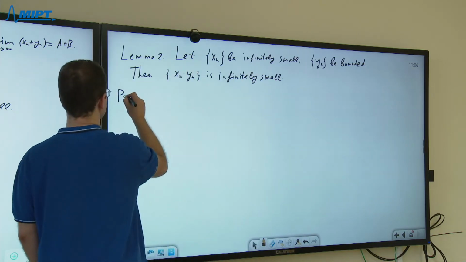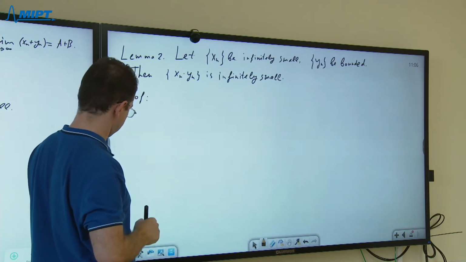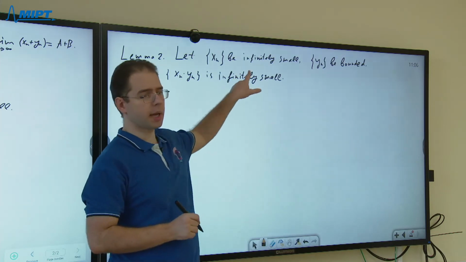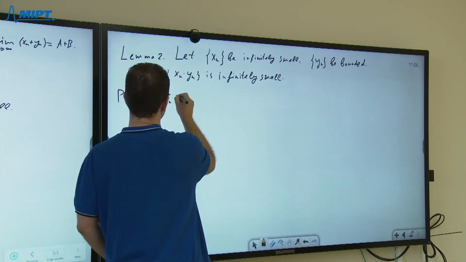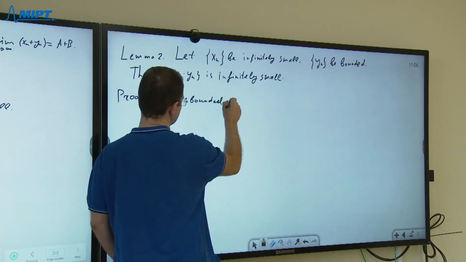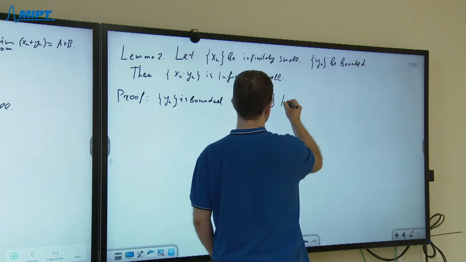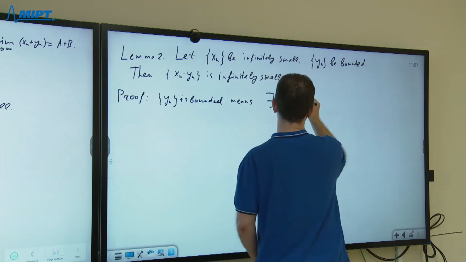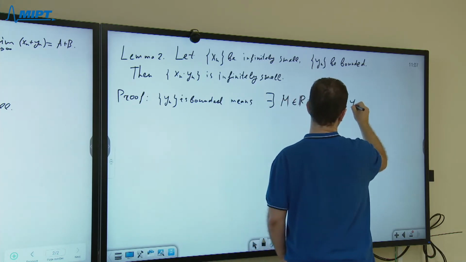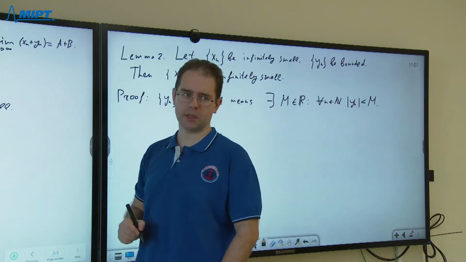Proof. The sequence yn is bounded means that there exists a number, capital M, a real number, such that for any n, the absolute value of yn is less than capital M. This is just the definition.